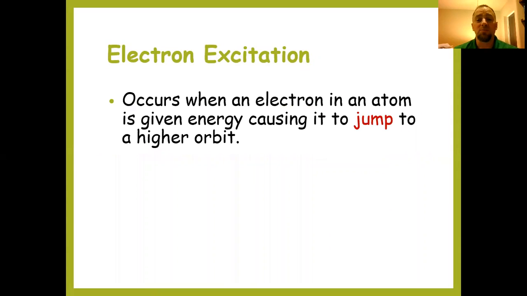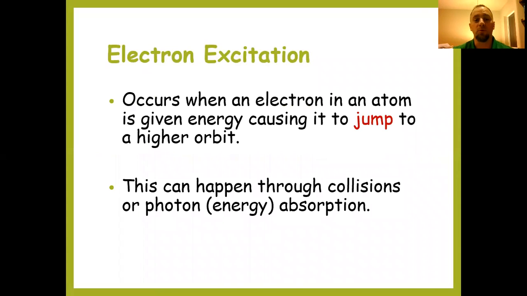So when that electron becomes excited, it's given energy in some way and that causes it to jump to a higher orbit further from the nucleus. And this can happen in a number of ways. It can happen through collisions with other atoms, or it can gain energy in the form of light or photons, or some type of energy absorption such as that.